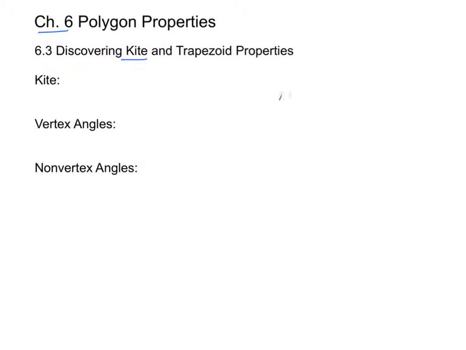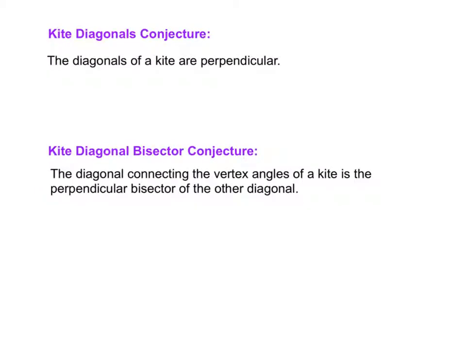So a kite, as you might remember from earlier chapters, is this sort of shape where these two sides are congruent and these two sides are congruent. So the vertex angles of a kite are the angles between the congruent sides, so here and here. And then the non-vertex angles, as you might be able to guess, are these angles here and here. So now we have some conjectures about kites.